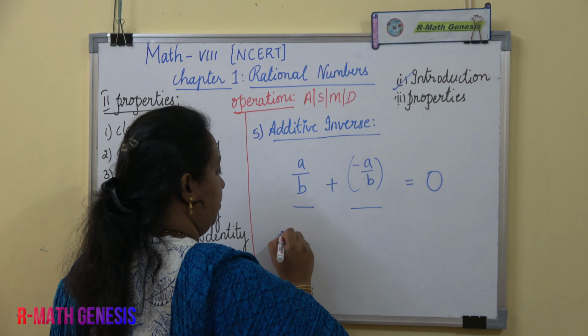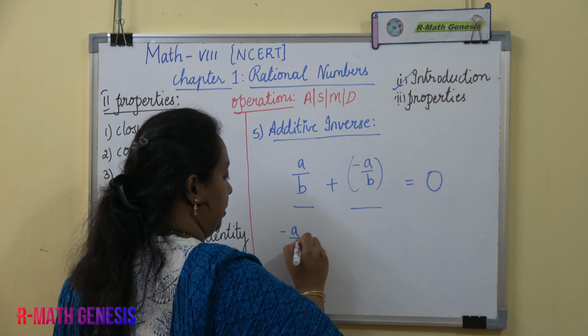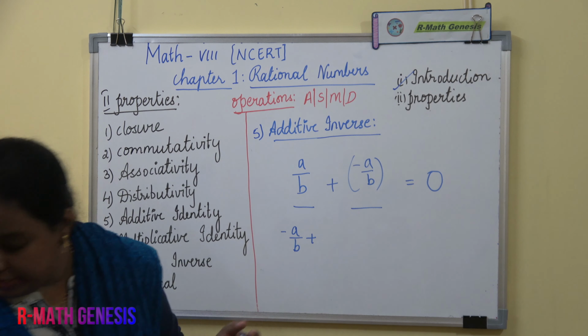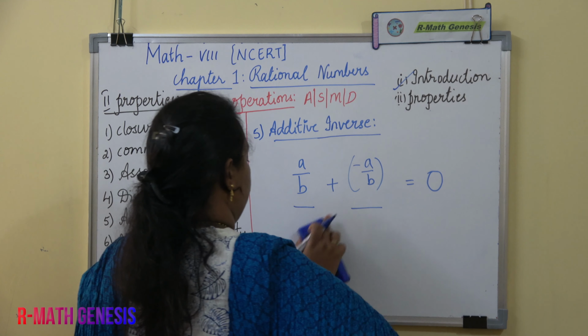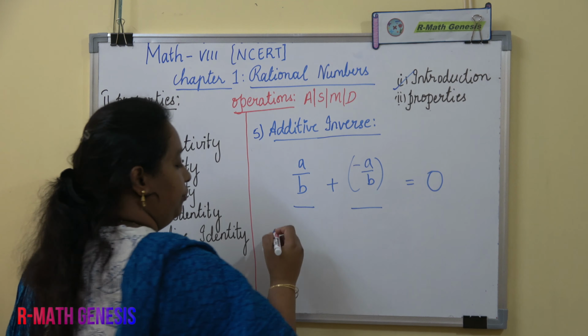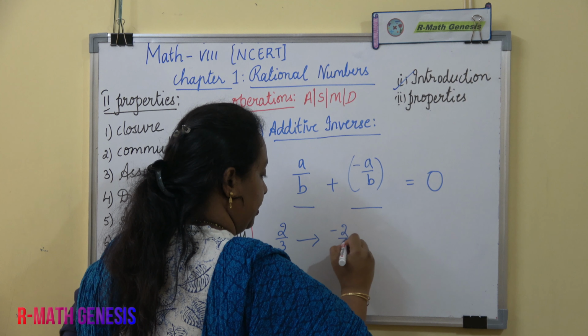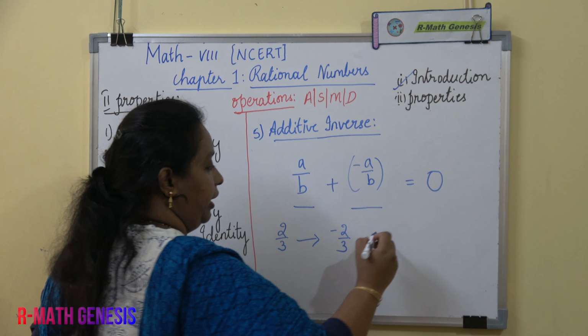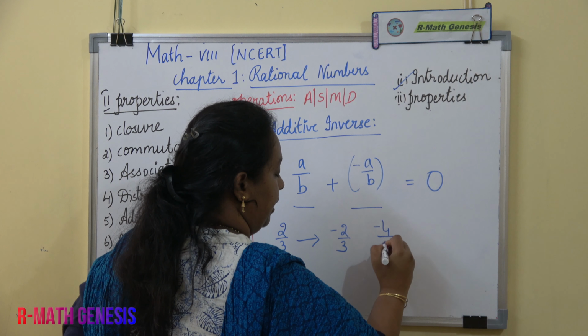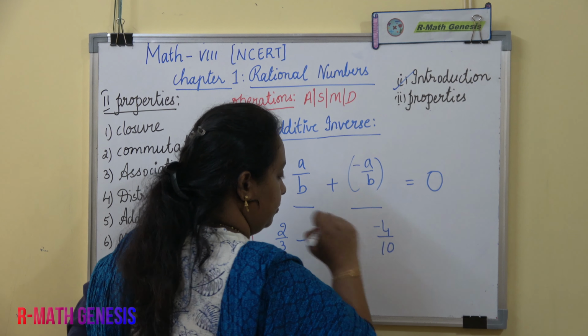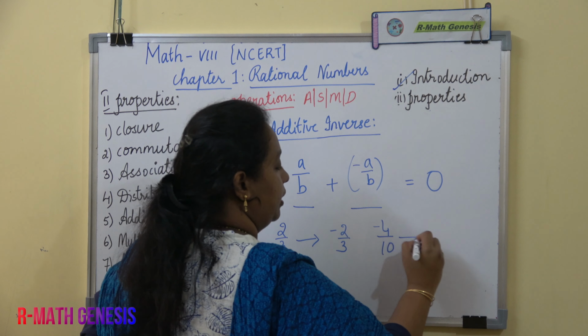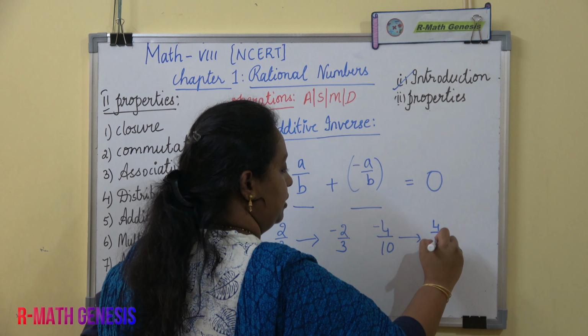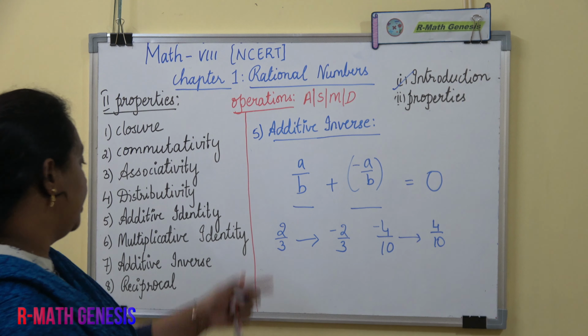Or else, let me take an example. If I take 2 by 3, what is the additive inverse of 2 by 3? It is minus 2 by 3. Now if I take minus 4 by 10, what is the additive inverse of minus 4 by 10? It is 4 by 10. Okay, that's about the additive inverse.